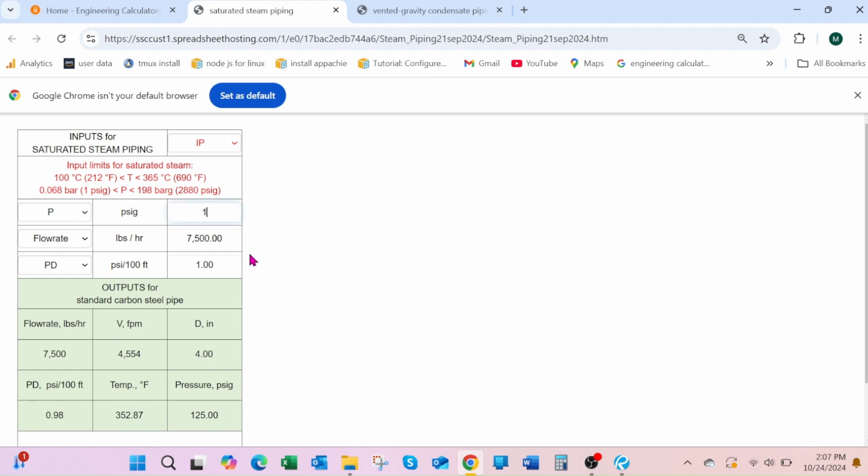Using steam pressure of 1 psig for flash steam, flow rate of 879 pounds per hour and steam velocity of 5,000 feet per minute, the calculated pipe size is 4 inches. The calculated pressure drop is 0.12 psi per 100 feet of pipe.